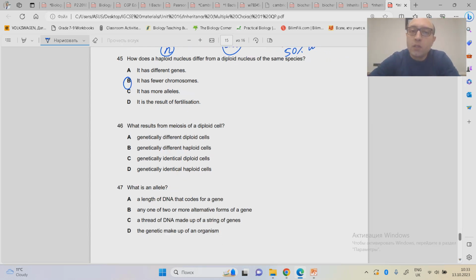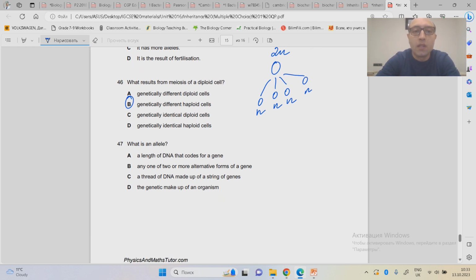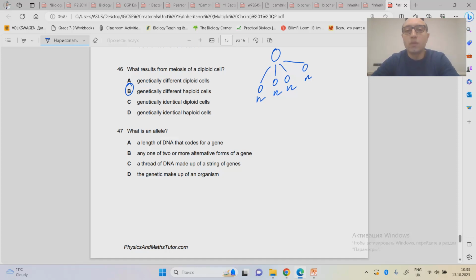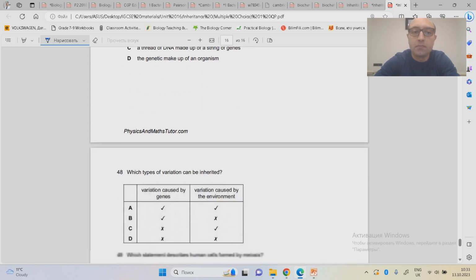What results from meiosis of a diploid cell? Guys, we know that meiosis firstly produces 4 cells and halves the chromosome number. So there are 4 cells and all of them are haploid. And meiosis makes genetically different cells. So the answer is B, genetically different haploid cells. What is an allele, guys? Allele, we said, is an alternative version of a gene. They also contain genetic instructions. B is the best answer. Any one of 2 or more alternative forms of a gene.